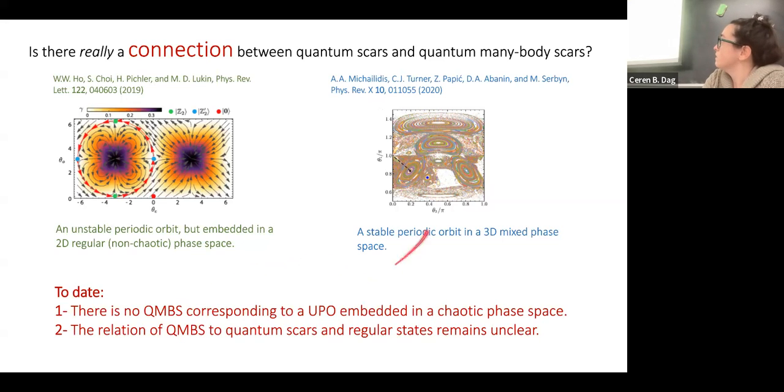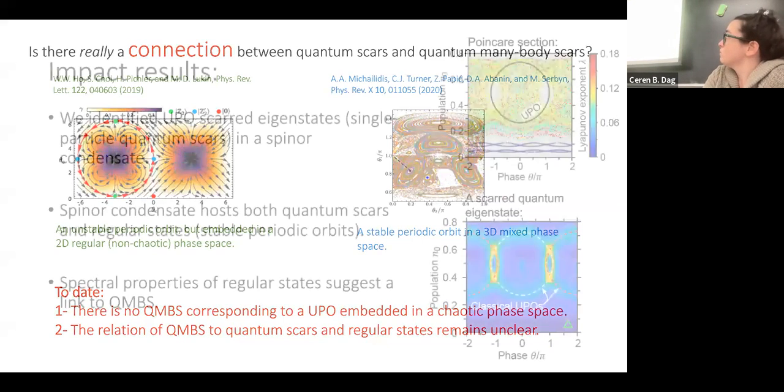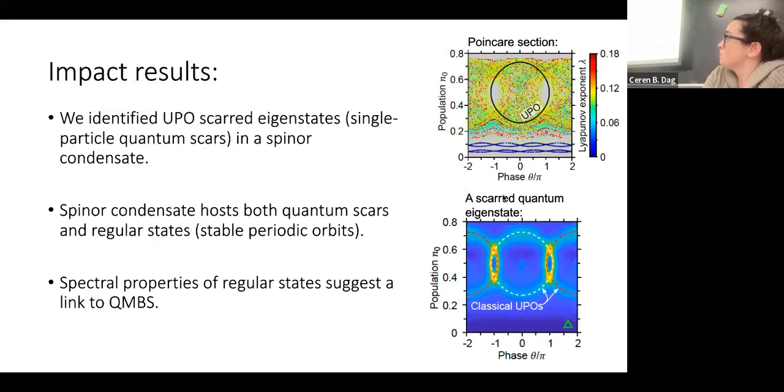In fact, in one of these last works, what they found was a QMBS associated with a stable periodic orbit, embedded in a mixed phase space. And by stable periodic orbit, what I really mean is the Lyapunov exponent is 0, so it is in a stable regular region. So in that sense, the relation of QMBS to quantum scars and also the regular states remains unclear.